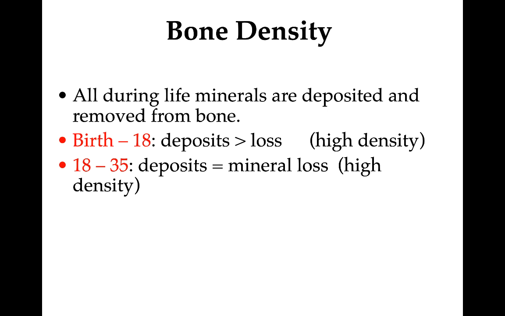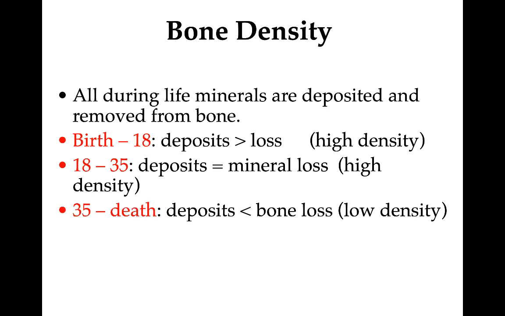So the only way to tell a bone from, let's say, a 17-year-old versus a 34-year-old is probably going to be that the 17-year-old is still going to have growth plates, because their bone density is going to be the same. But once you get past 35, your bone loss exceeds your deposits. So as you get older and older and older, your bone density goes down. And this becomes a problem when you become really old.